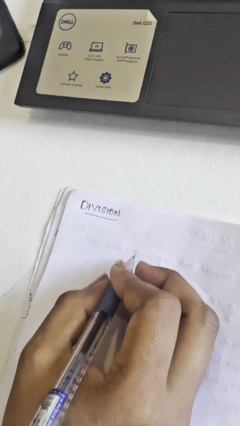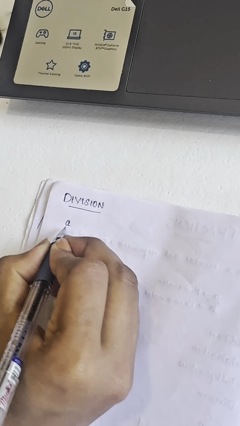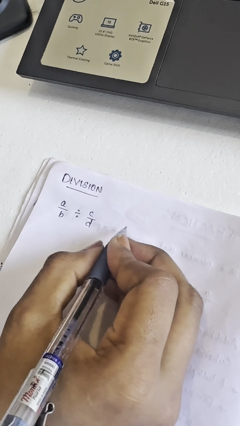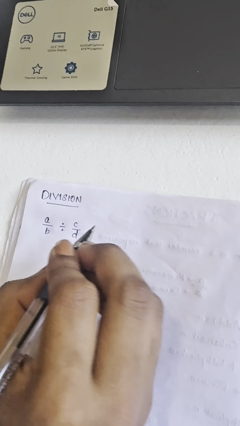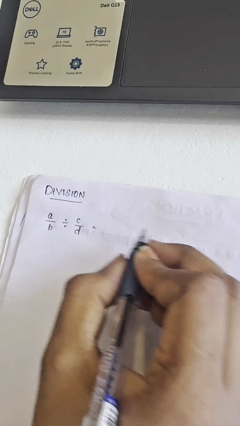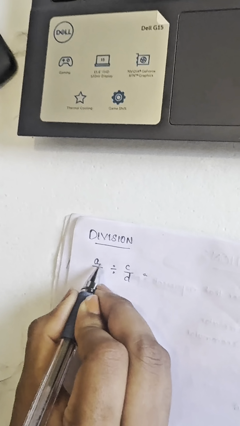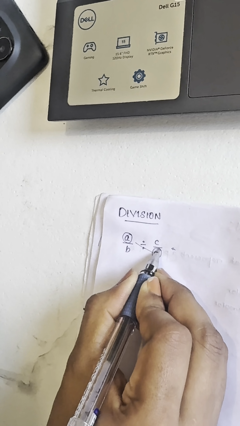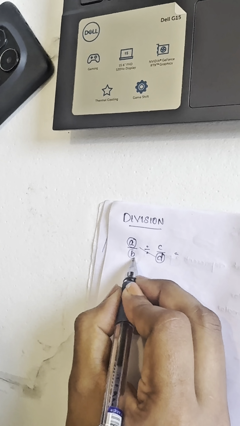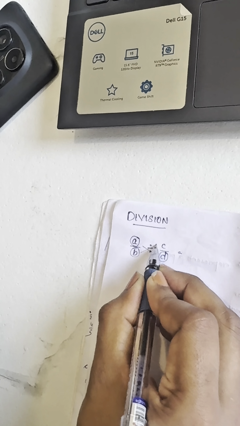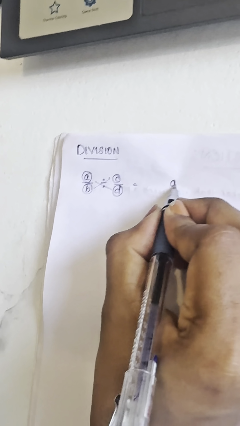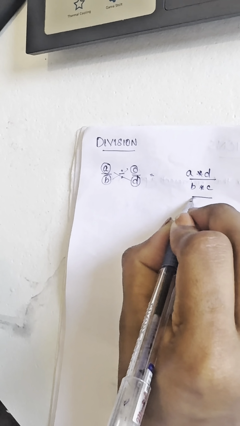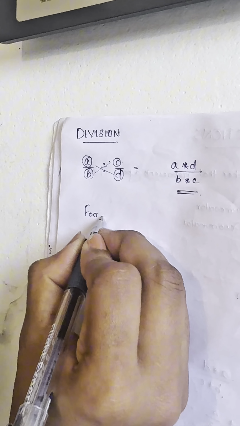Division is also similar to multiplication. So we can take the same variables as examples, a by b divided by c by d. So these are the two fractions. In multiplication, we did the direct multiplication of numerator and denominator. But here we are doing the cross multiplication, which is the numerator of the first fraction into the denominator of the second fraction, divided by the denominator of the first fraction into the numerator of the second fraction. Which will give you a multiplied into d divided by b multiplied into c. This is what the result of the fraction looks like.